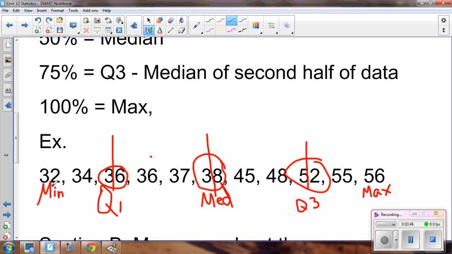So when we did the first half of these 5 numbers, the median would be 36, so that's Q1. The half of the top 5 numbers, the median would be 52, so that's Q3, quartile 1 and quartile 3. So if we needed to calculate the interquartile range, you would do 52 minus 36, which gives you 16.